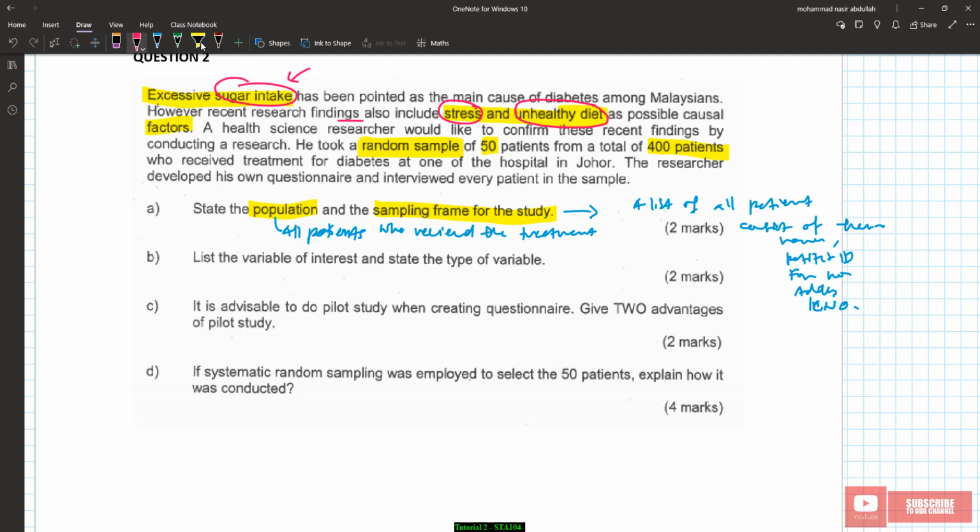Sugar intake ni macam mana? Kita nak kata 1 spoon ke, or gram ke? What do you think? Atau kalau you tak nak, you rasa susah, let's say this is going to be a type of variable, going to be a discrete quantitative lah.